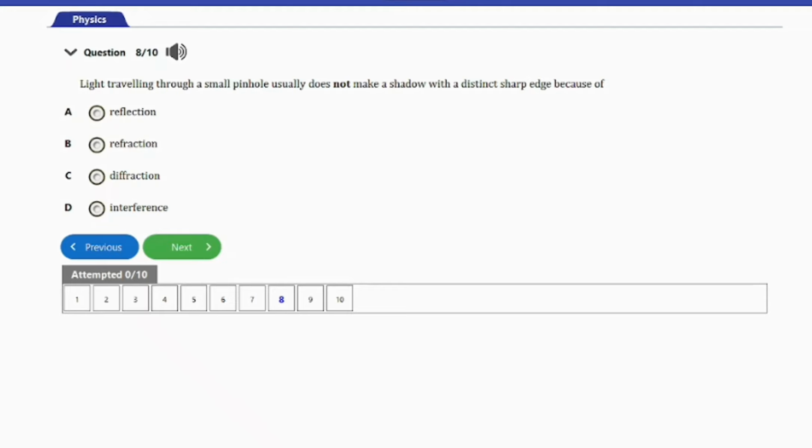So the next question here is question number 8. It says, light traveling through a small pinhole usually does not make a shadow with a distinct sharp edge because of A, reflection, B, refraction, C, diffraction, D, interference. So guys, the answer to this question is diffraction, and that's option C. So let's go ahead and consider the next question, guys.